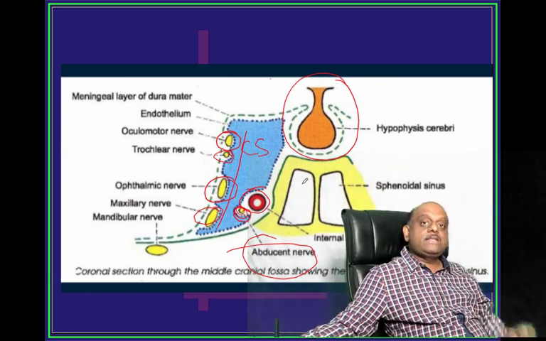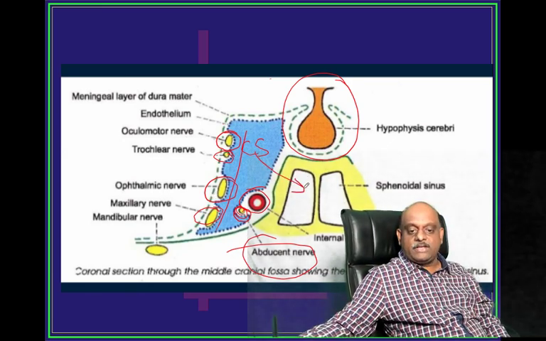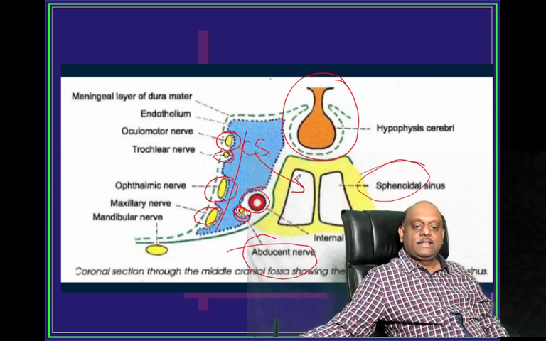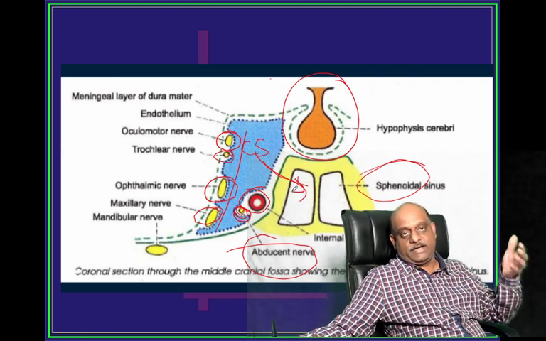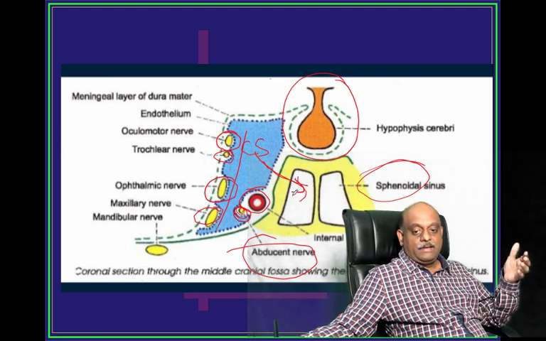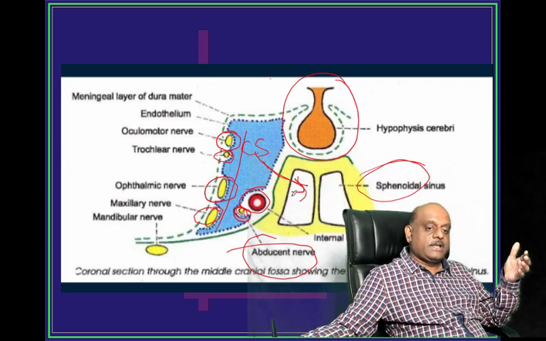And what is the paranasal sinus which is very closely related to the cavernous sinus? It is the sphenoid sinus, which is the paranasal sinus closely related to the cavernous sinus, is what you need to remember.